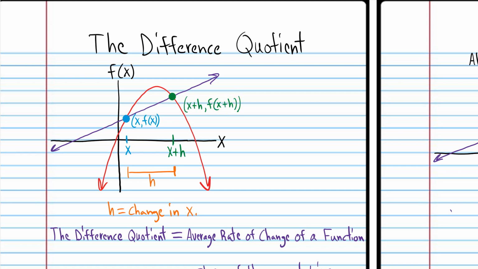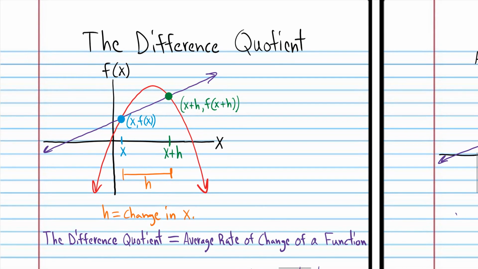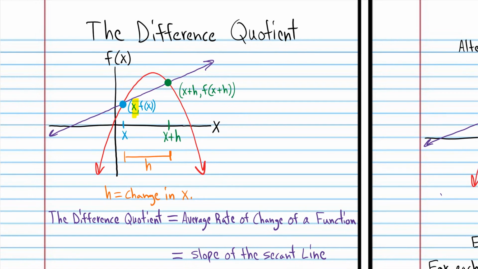Now, I know what you're thinking. You're thinking, why are we making this so complicated? Well, this is just the notation that is used in calculus textbooks. So this point here is x, comma, f of x, and this point is x plus h, comma, f of x plus h. So the x value here is x, the y value is f of x, the x value here is x plus h, and the y value is f of x plus h.